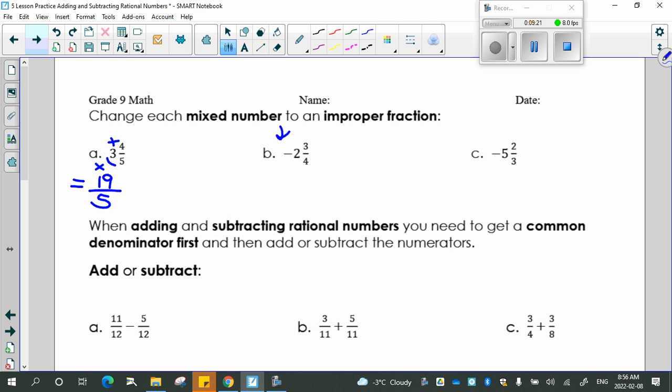Or the thinking is there's 3 wholes, and each whole is made up of 5 parts, right? So that's 15 parts. So 3 wholes is 15 parts. But then you've got 4 more parts, and that gives you the 19. And what are our parts? Fifths. Okay? All right, these are the ones I'm going to star, because these are the ones, especially when you're using the little multiply and add tricks, that frustrate people.